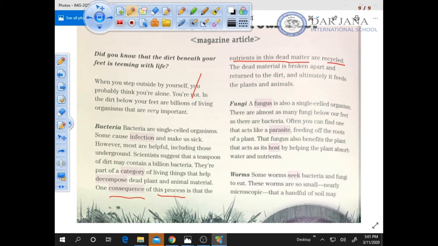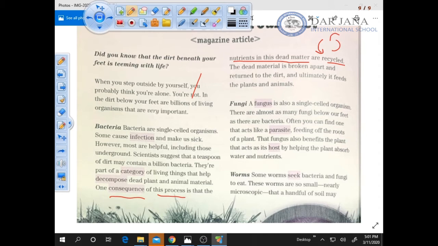Now we can say process, that these are stages, progress, stages of a situation, nutrients relating to the goodies of a particular article or particle, dead material, so they're dead and recycle, something that goes back again. So recycle. So keep this in mind. Recycle nutrients in these dead materials, process.